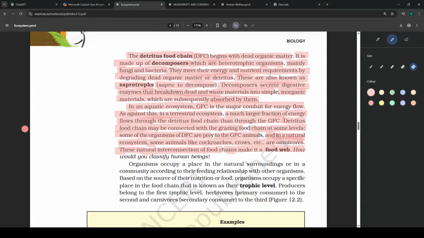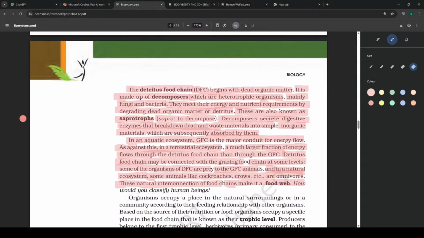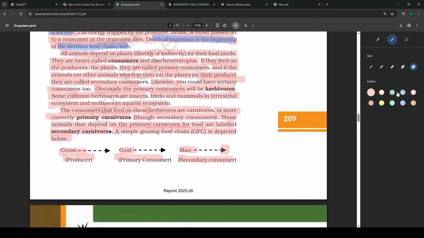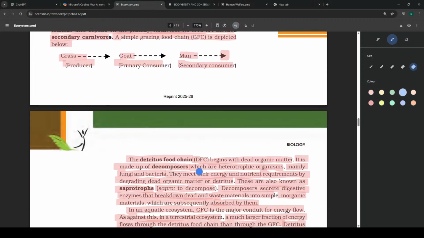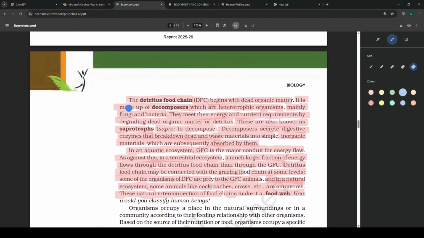Okay, let's just mark the important information here. This is basic information, everything is easy to remember. Begins with dead organic matter, made up of decomposers, heterotrophic organisms, mainly fungi and bacteria, meet their energy and nutrient requirements by degrading dead organic matter, called saprotrophs, secrete digestive enzymes, break down dead waste materials.